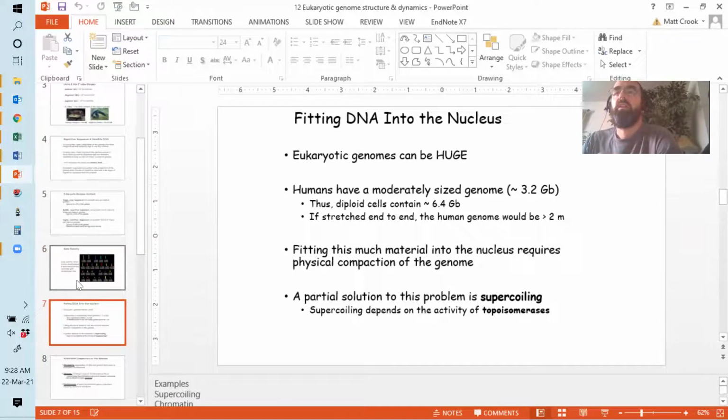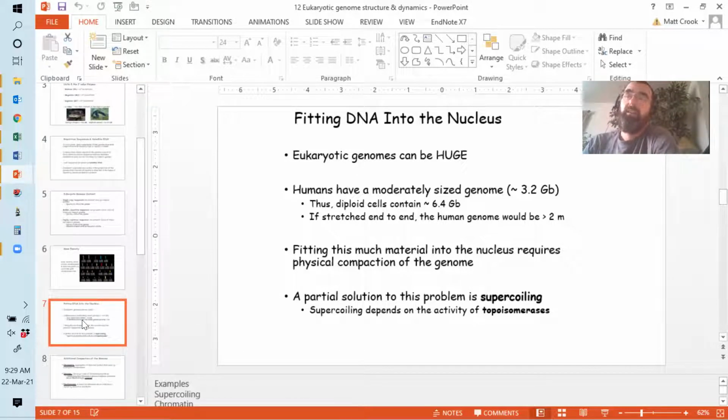Okay, so aside from this, we have the issue of fitting DNA into the nucleus, right? And there's a couple of compounding issues there. One is that our eukaryotic genomes are huge, right? Just in physical size. I think the old saw is that if you took every cell in your body and stretched out the DNA from end to end, it would reach the moon or something like that, right? So in terms of physical size, they're actually pretty huge.